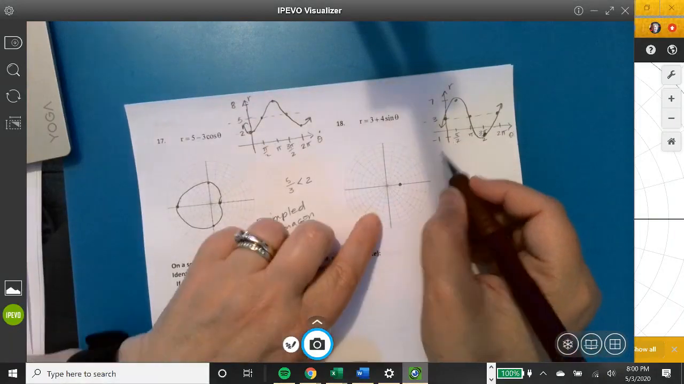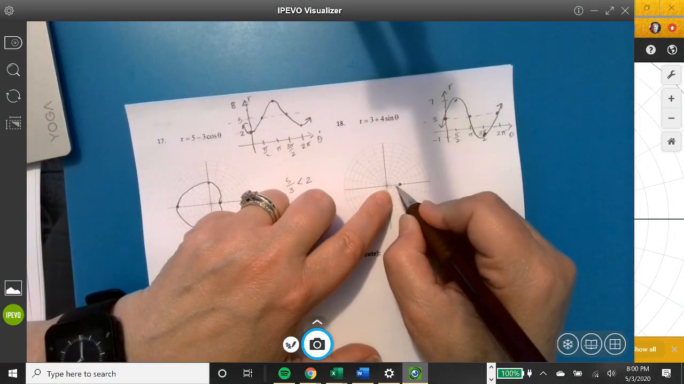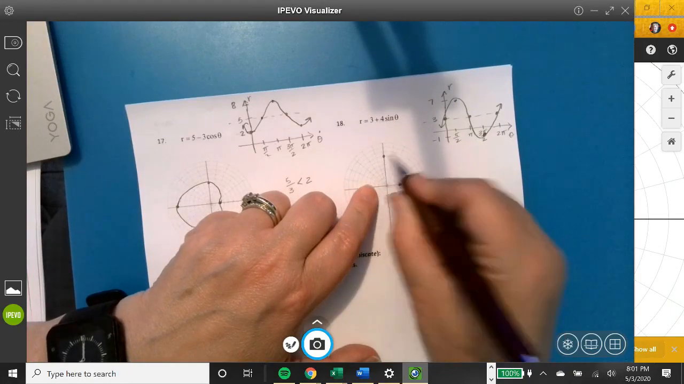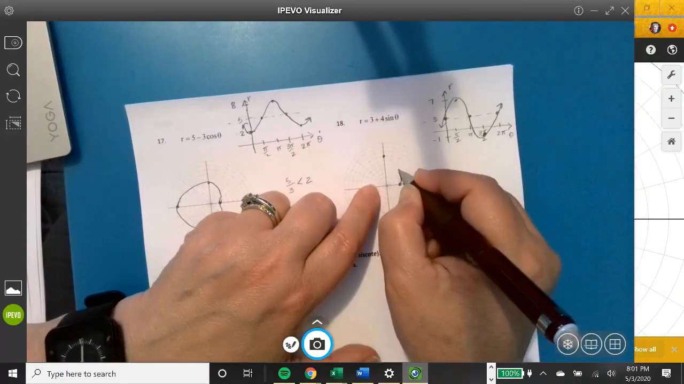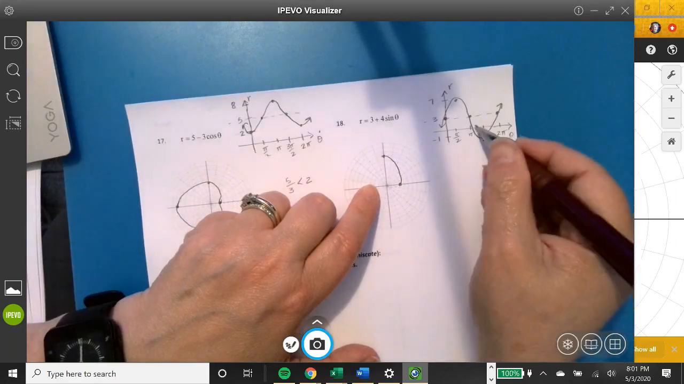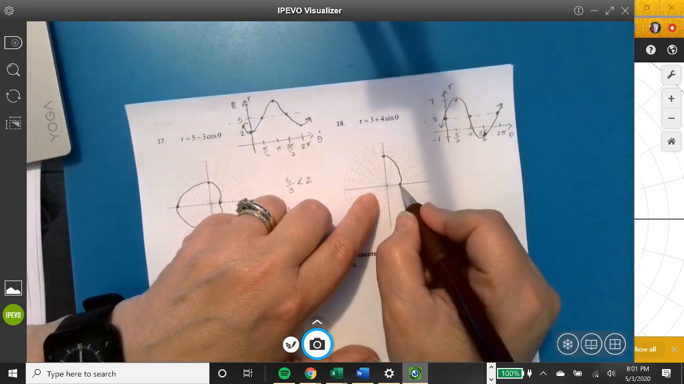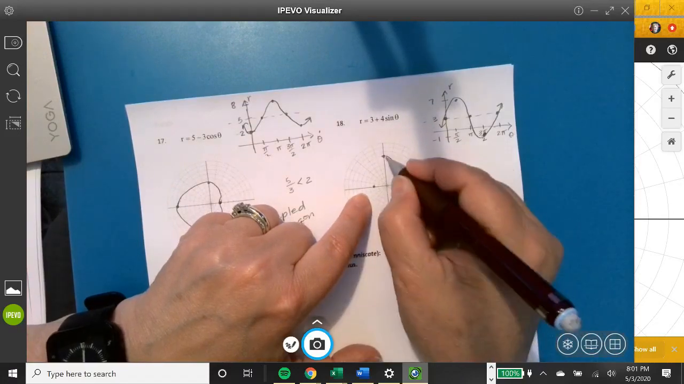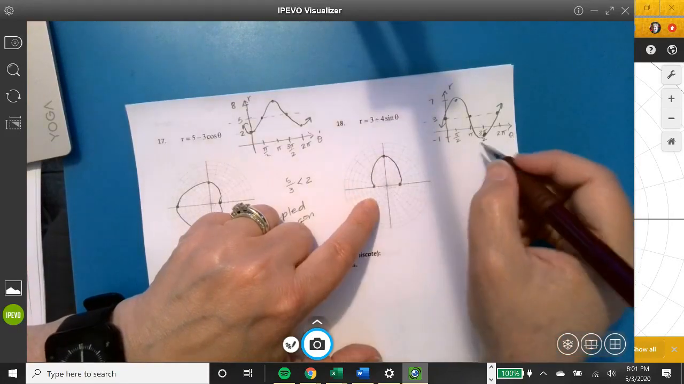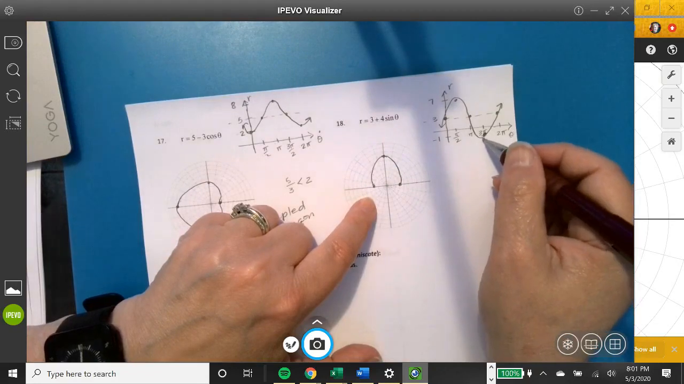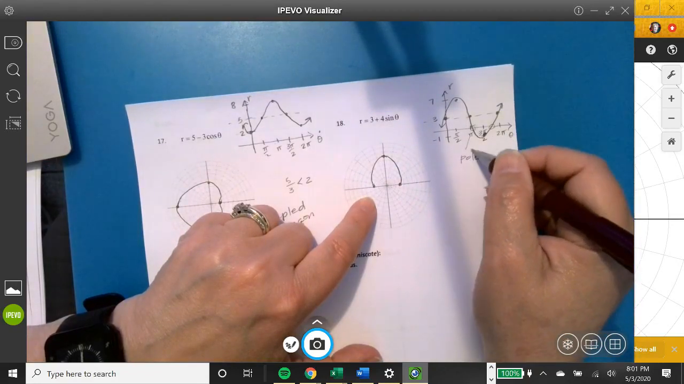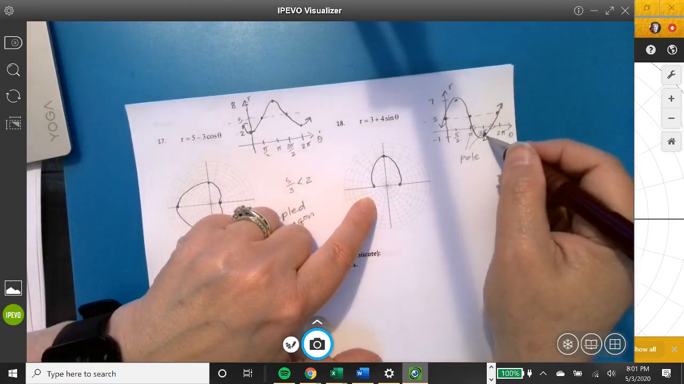Then we're going to go to 7. 1, 2, 3, 4, 5, 6, 7. Rotate pi/2. So we're getting bigger till we get to pi/2. And then we're going to go out radially 3 and then rotate to pi. So that's 1, 2, 3. We're going to go down to pi. And then we're going to go through the pole. Now remember, that's the pole. And that's the pole.